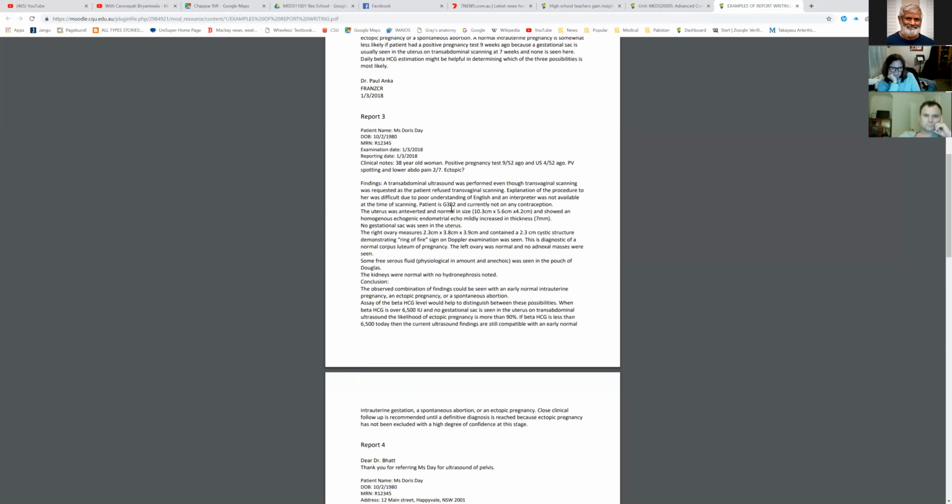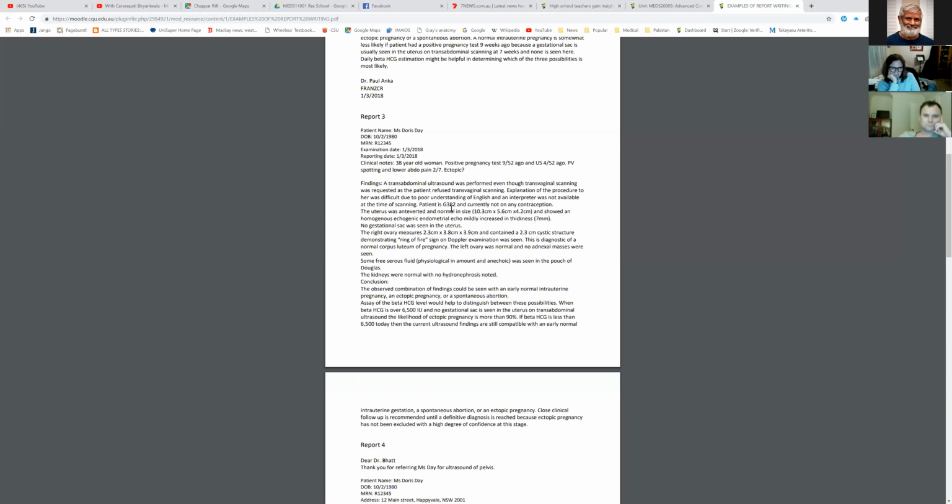Some free serous fluid. Okay, it has added the word serous there, which means it does not have any debris or any floaters, and it is a clear anechoic fluid. Physiological amount and anechoic. When you're saying serous, you mean anechoic. So you're doubling what you are saying. Was seen in the pouch of Douglas. Kidneys were normal with no hydronephrosis. I would mention their size as well.